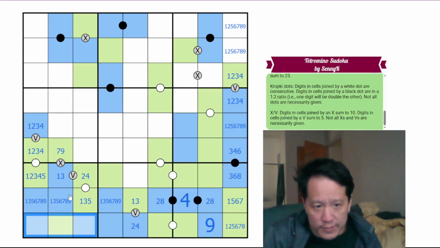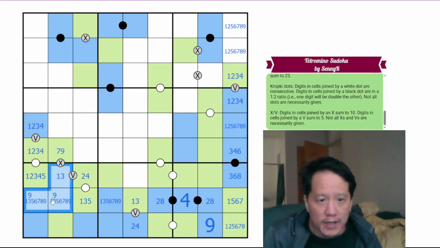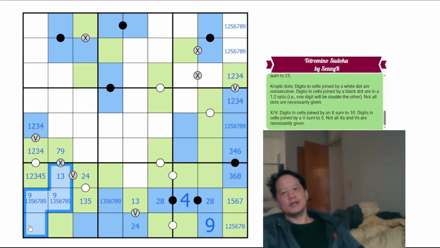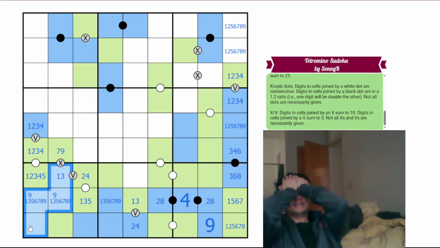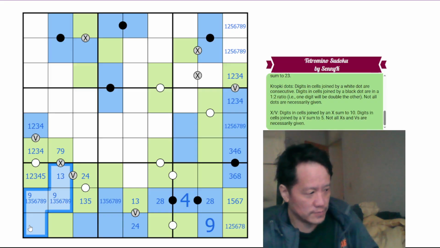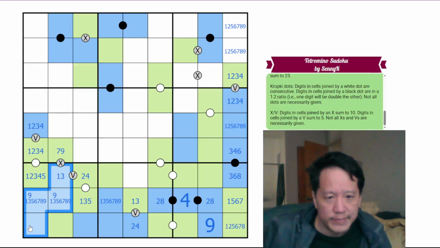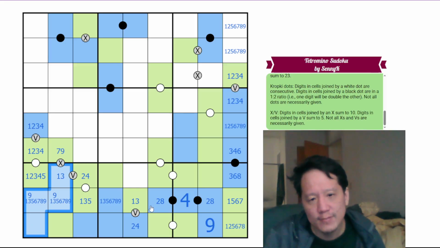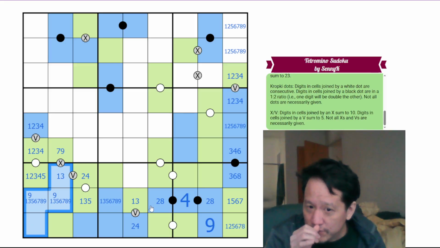9 cannot be either of these, so 9 has to be one of these two. So to add up to 23, we are guaranteed a 9. 23 minus 9 is 14, so the other three digits must add up to 14. Not too helpful there.